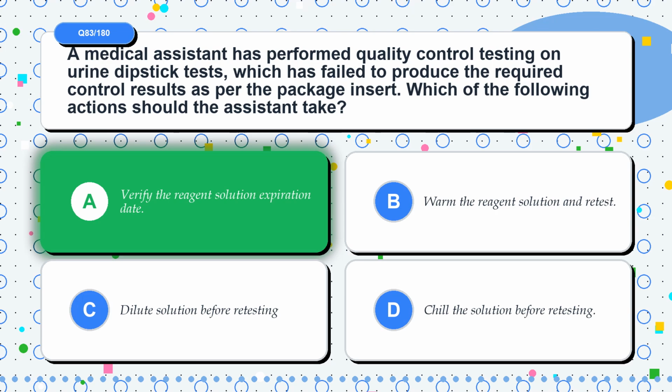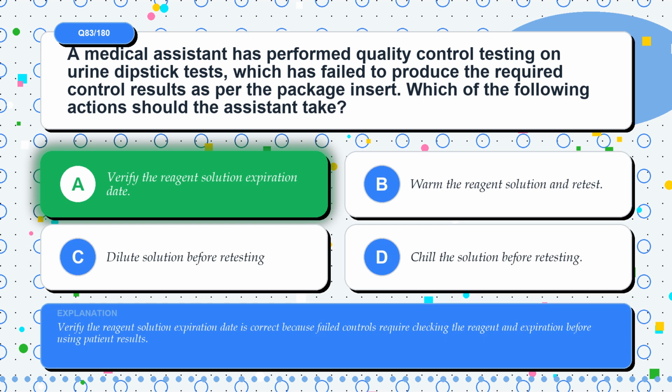The correct answer is option A. Verify the reagent solution expiration date. Verify the reagent solution expiration date is correct because failed controls require checking the reagent and expiration before using patient results.